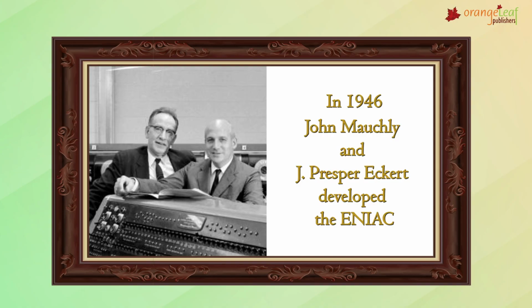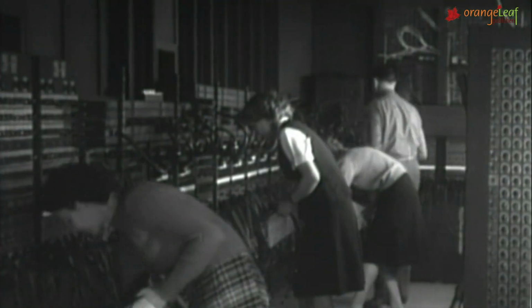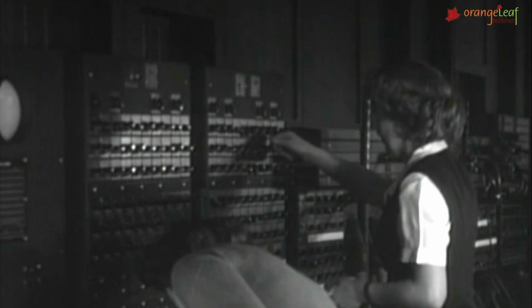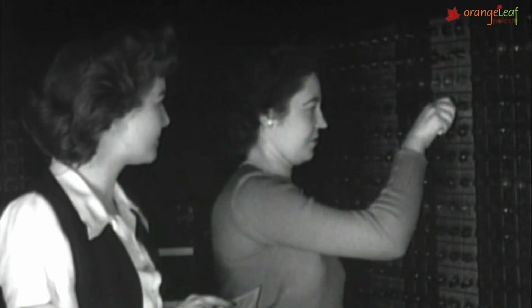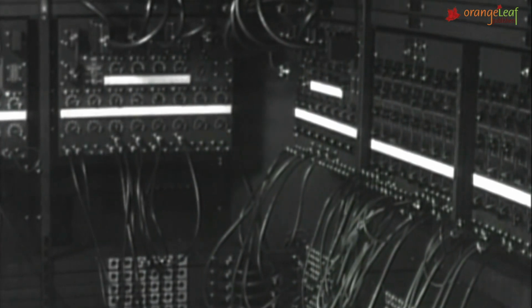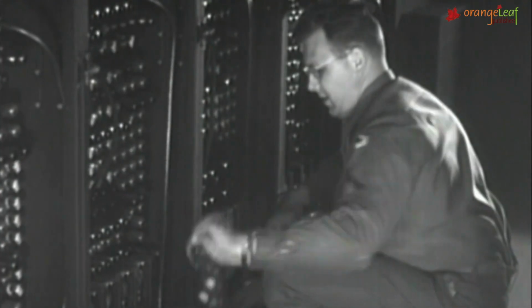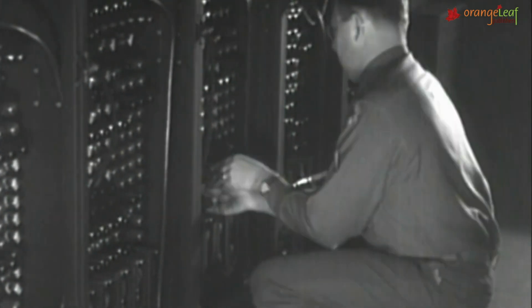ENIAC, the first electronic computer. In 1946, John Mauchly and J. Presper Eckert developed the ENIAC, Electronic Numerical Integrator and Calculator. The US military sponsored their research. They needed a calculating device for writing artillery firing tables. It was the first electronic general purpose computer. It had over 18,000 vacuum tubes and was 1,000 times faster than the Mark I.